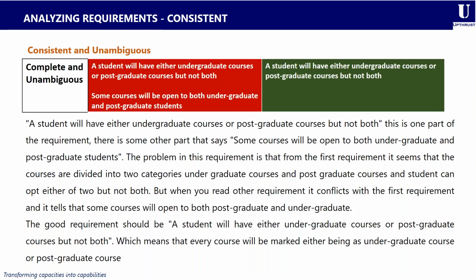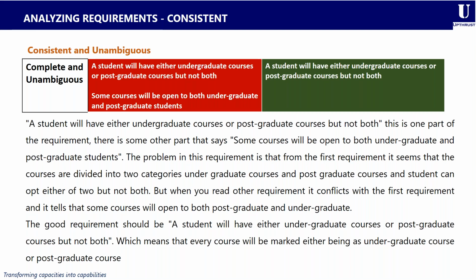So let's go to the next one, which is a requirement being consistent and unambiguous. Looking at the bad requirement in red, it says a student will have either undergraduate courses or postgraduate courses, but not both. And it still went further to say some courses will be open to both undergraduate and postgraduate students. The problem with this requirement is that from the first requirement, it seems that the courses are divided into two categories, undergraduate courses and postgraduate courses, and students can opt for either of the two, but not both.